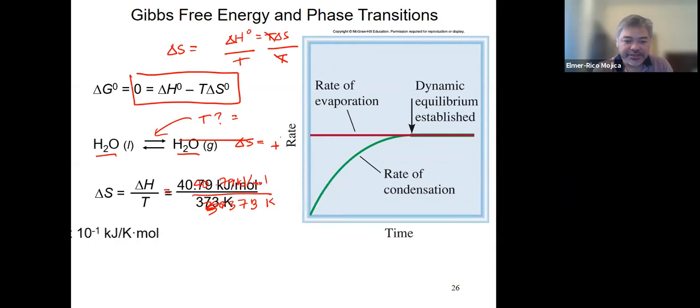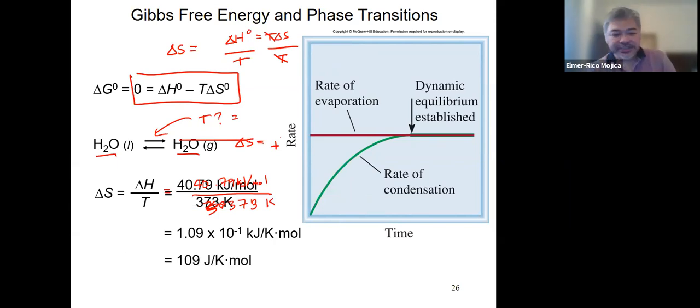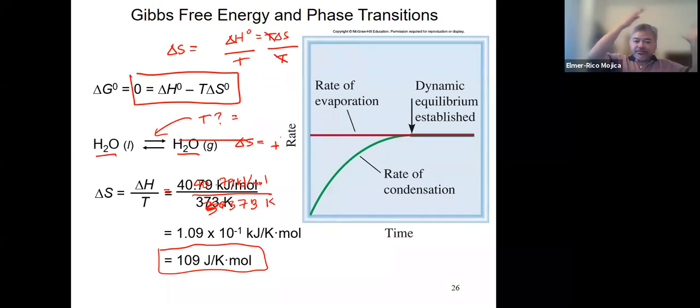And the value that you will get is 109. So what does it mean? The change in the entropy from liquid water to gaseous water is 109 joules per K mole. Does that make sense? Does that value make sense?